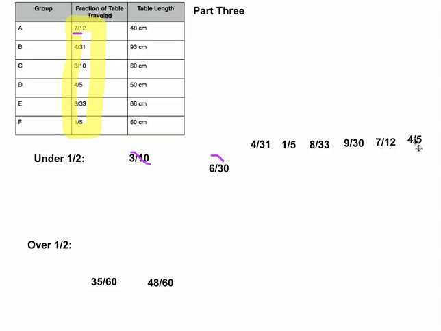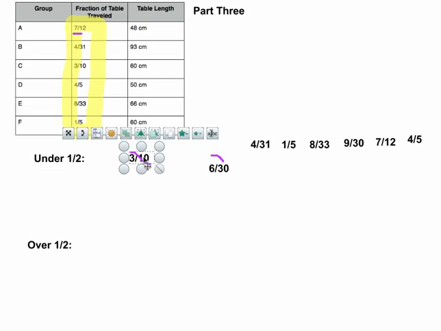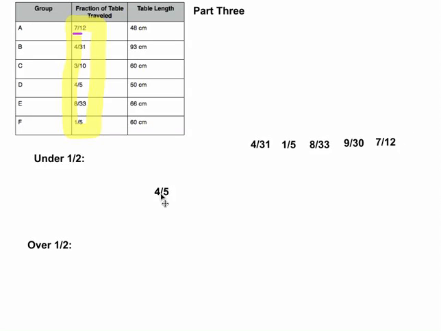Of course, the problem asked us to order them from greatest to least. So if we go from greatest to least, we're going to have to reverse the order and say that this value was the most, this was the second most, this was the third most, fourth most, fifth most, and sixth most.